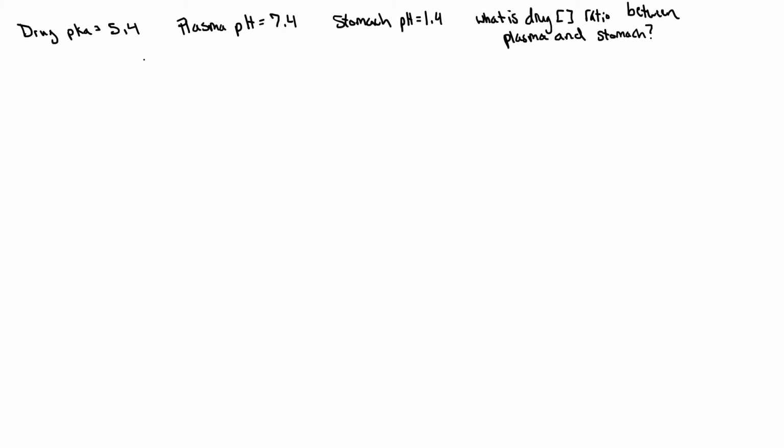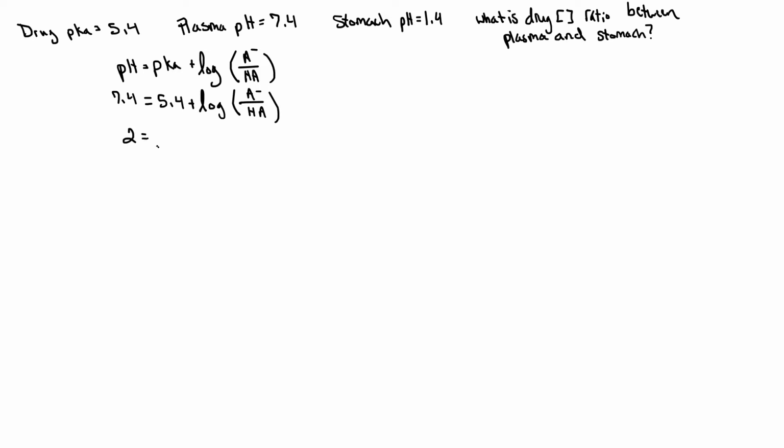To do this, we use the Henderson-Hasselbalch equation, which is pH equals pKa plus the log of our base over our acid. And when we use this equation, we can plug in our drug pKa of 5.4. We can plug in our pH, in this case plasma, of 7.4. And we can look at the ratio of our base to our acid. So if we solve this out, we get 2 equals log of the base over the acid. And that means that 10 to the second equals A over HA, or 100 equals A over HA.